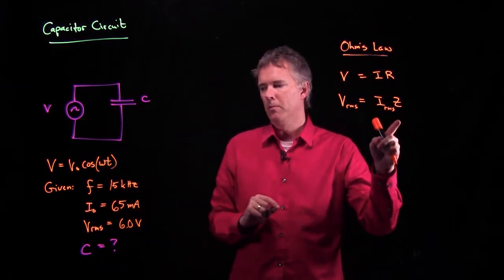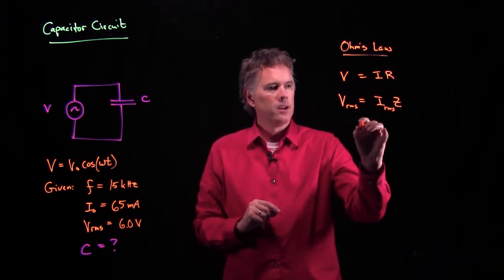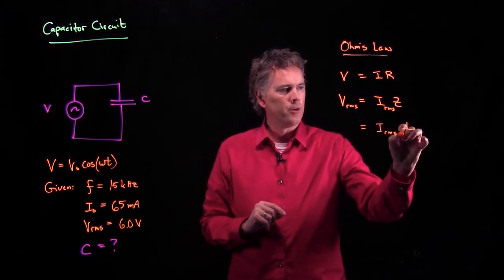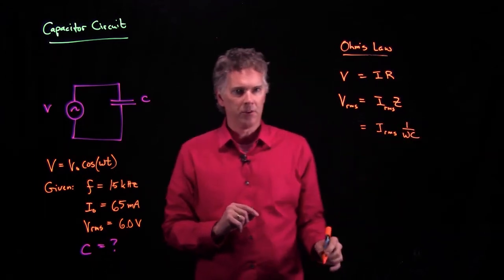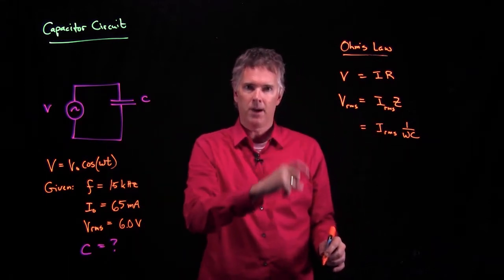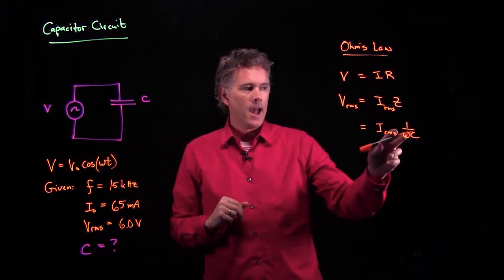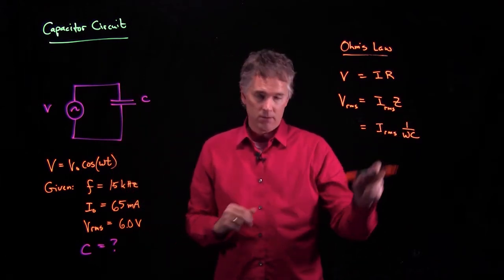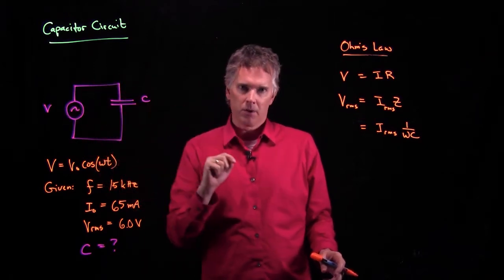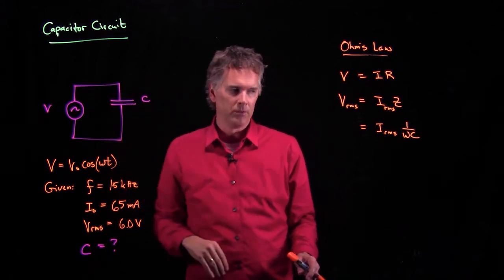Now, hopefully what you remember is Z for a capacitor is 1 over omega times C, right? As the frequency goes up, the impedance of the capacitor goes down. That current can jump right across there. As the frequency goes down, the impedance goes up. And that makes sense. If you try to drive DC current through the capacitor, it's not going to go through. It charges up one plate and then it stops moving.